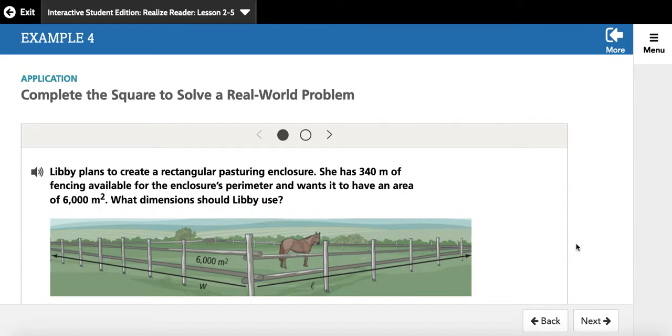Okay, Algebra 2 students, this is a video for example 4 for section 2.5. We're going to complete the square to solve a real-world problem.